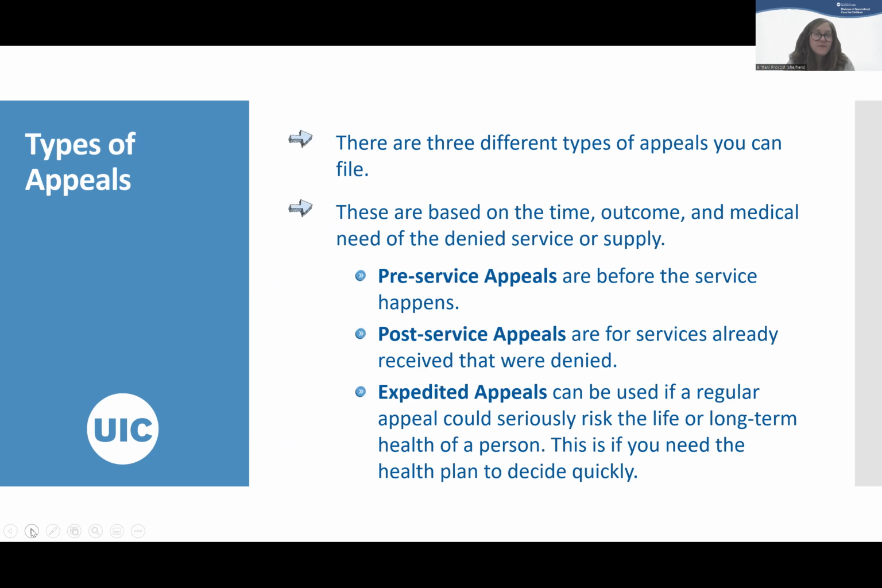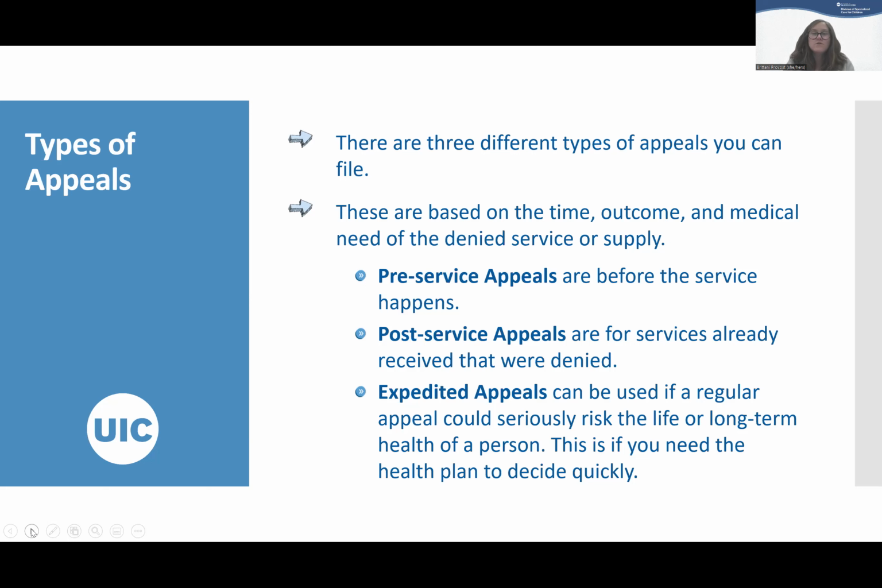There are 3 different types of appeals you can file, and these are based on the time, outcome, and medical need of the denied service or supply. And once we talk through them, hopefully that part will make a little more sense. So there's a pre-service appeal, and these are before the service happens. This goes back to the idea of a prior authorization. That's where it would be denied before the service happens.